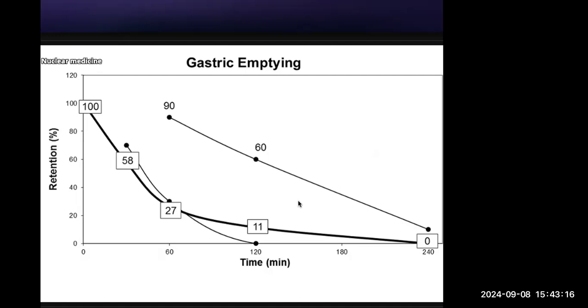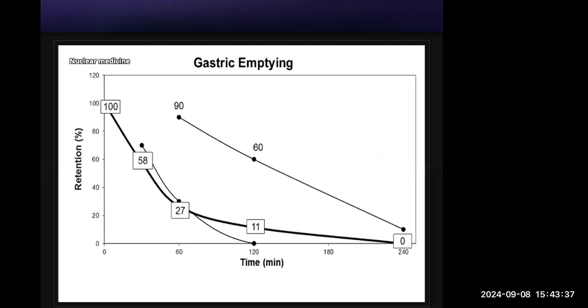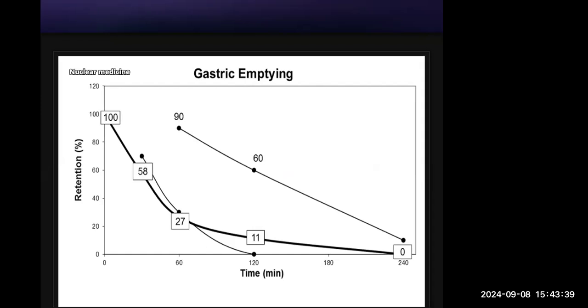I'm presented with a gastric emptying chart in which time is on the x-axis and retention on the y-axis. I'm just trying to correlate these findings. I don't know what's happening, but I think this is delayed gastric emptying.